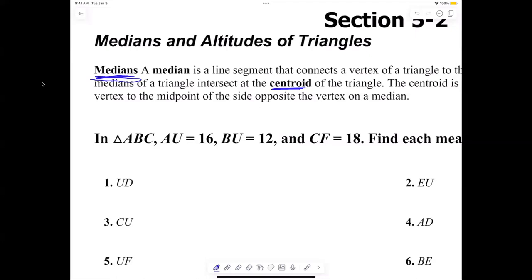So now, again, let me just draw the triangle and let's describe exactly what a median is. All right, so here we go.